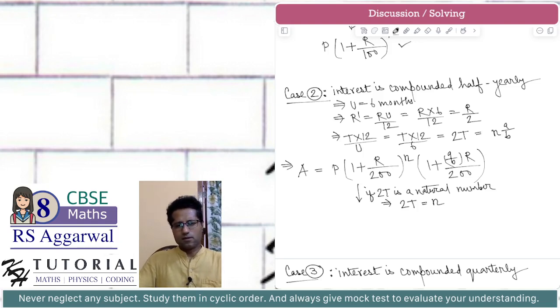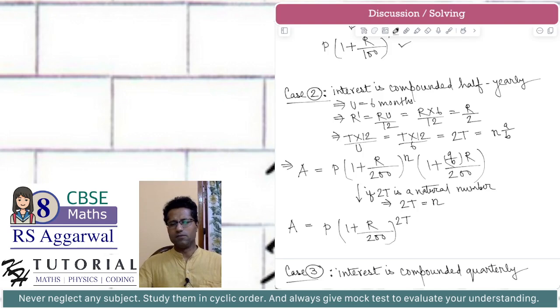So then the more simplified formula will be P into (1 plus R by 200) to the power n, where n is now 2t, and the fractional part a by b is 0, and hence the third factor will be 1. You might be familiar with this formula: when the interest is compounded half yearly, the principal is P, the rate of interest per annum is R and the time is T years, then the amount is P into (1 plus R by 200) to the power 2T.